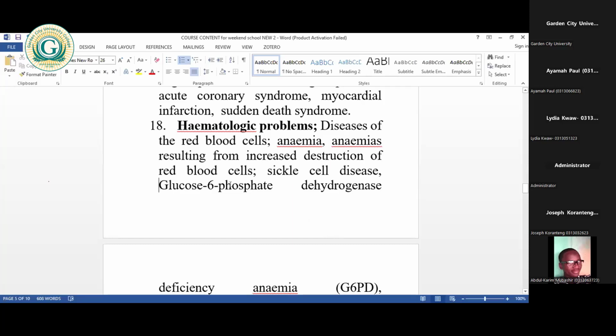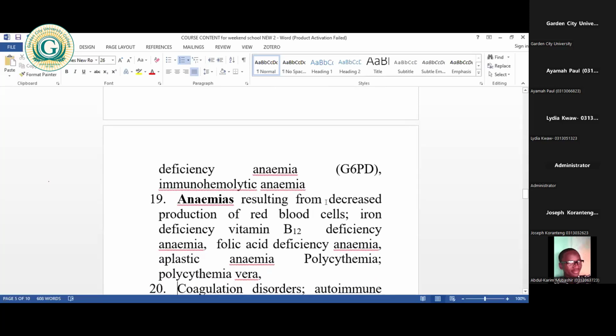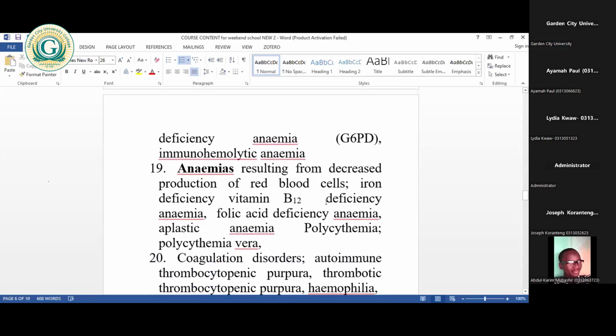Then we look at conditions that result from increased destruction of red blood cells. So here, for destruction, we look at sickle cell disease, G6PD, glucose-6-phosphate dehydrogenase enzyme deficiency. Then we look at immunohemolytic anemias.